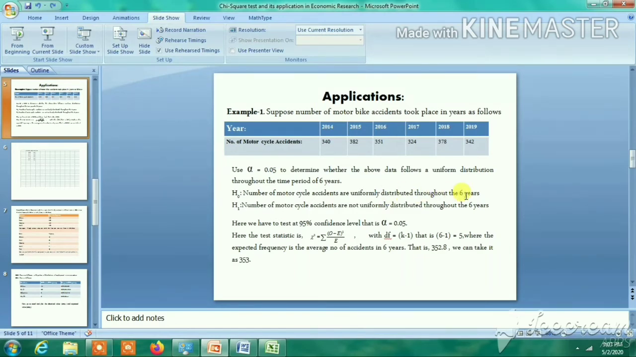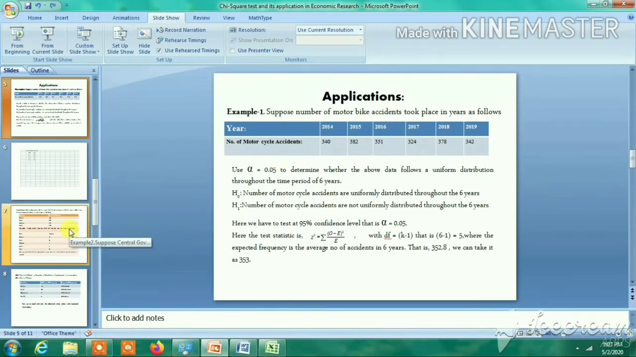throughout the 6 years. Had the computed value exceeded the table value, then we would have to reject the null hypothesis. But in the present situation, on the basis of the given data, we have to accept the null hypothesis, since our calculated value is less than the table value with the particular level of significance.